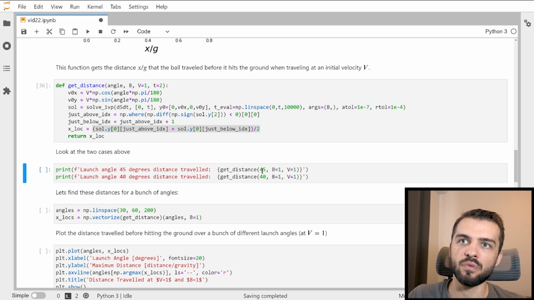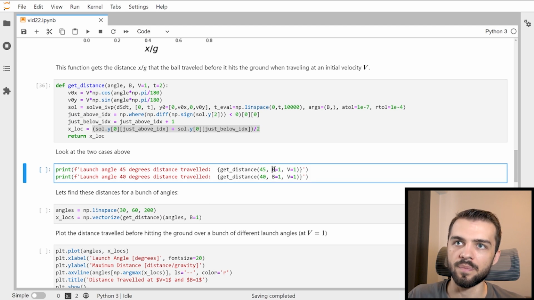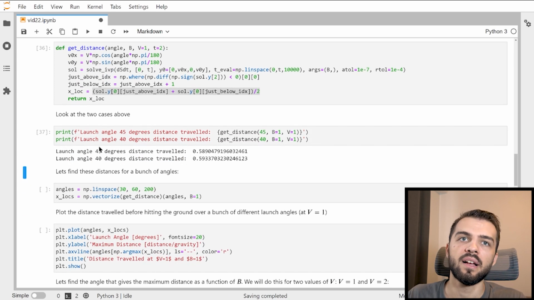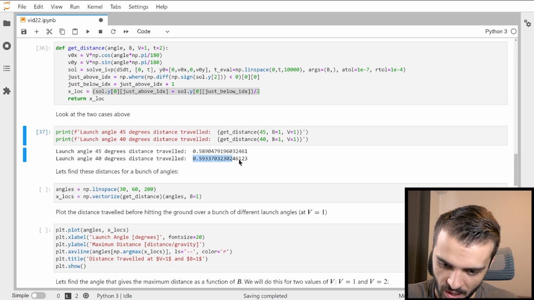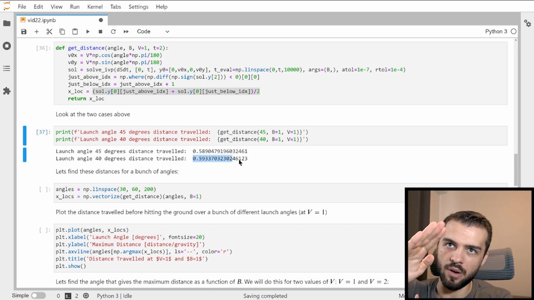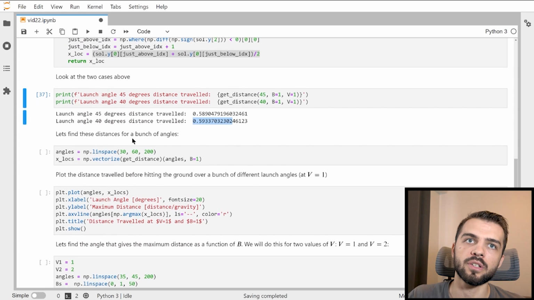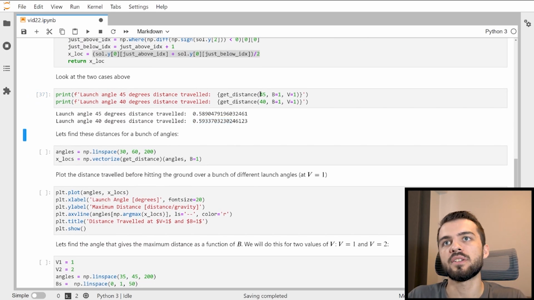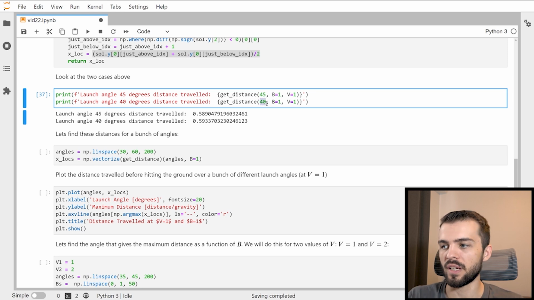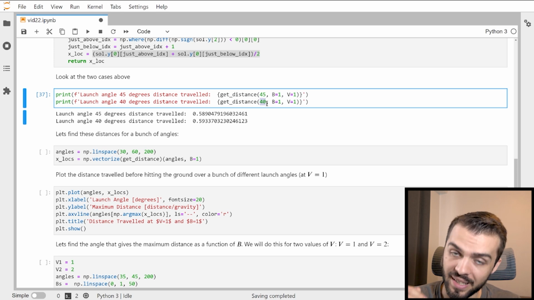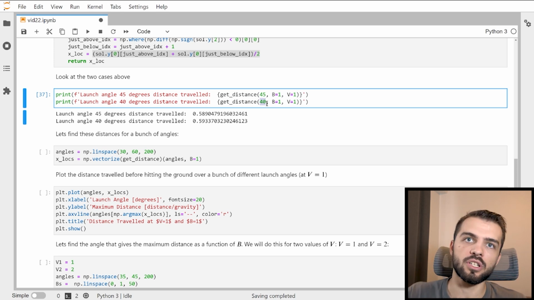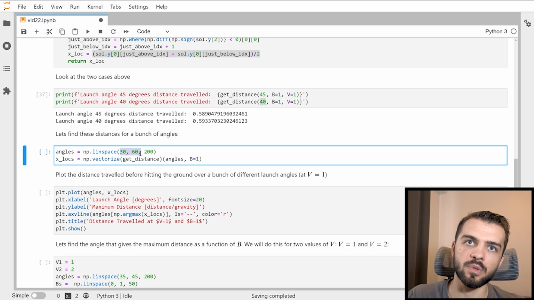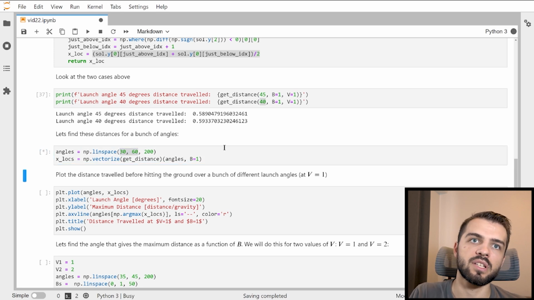And I can look at the distance for 45 degrees and 40 degrees here, for this friction and this initial velocity. And you can see now that the 40-degree launch angle actually travels farther. So with friction, you actually want to shoot it at a lower angle to get it to launch farther. And so what I can do is rather than just looking at 45 and 40 degrees, I can look at a bunch of different angles. Well, let's look at all angles and see what is the best angle in this particular case to launch it the farthest. So I'm going to look at a bunch of different angles between 30 and 60 degrees, and we'll see how far it goes.